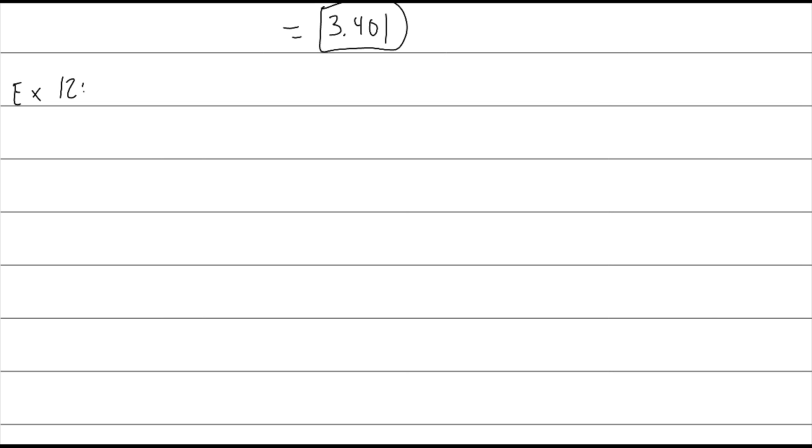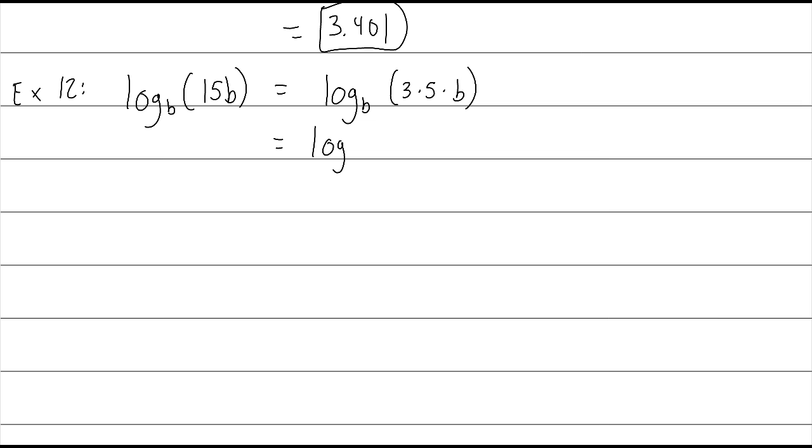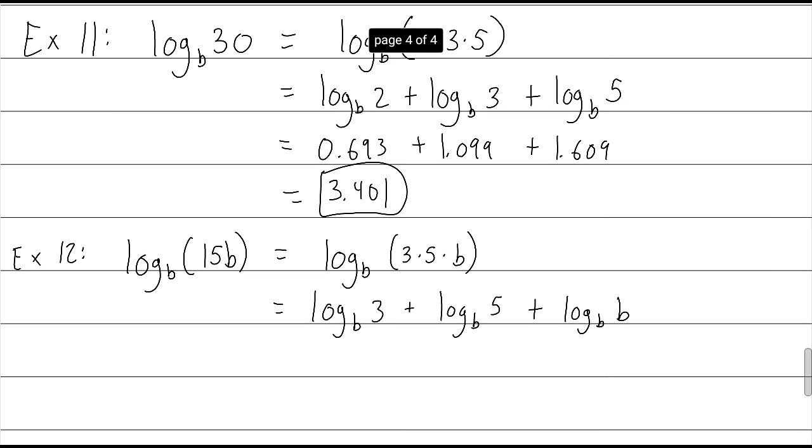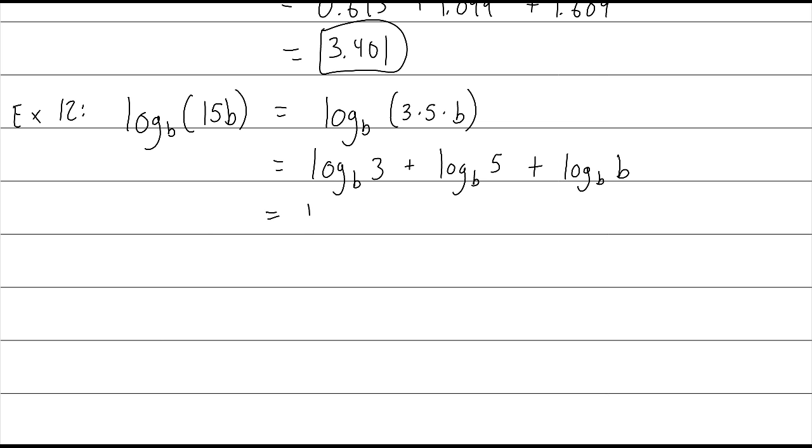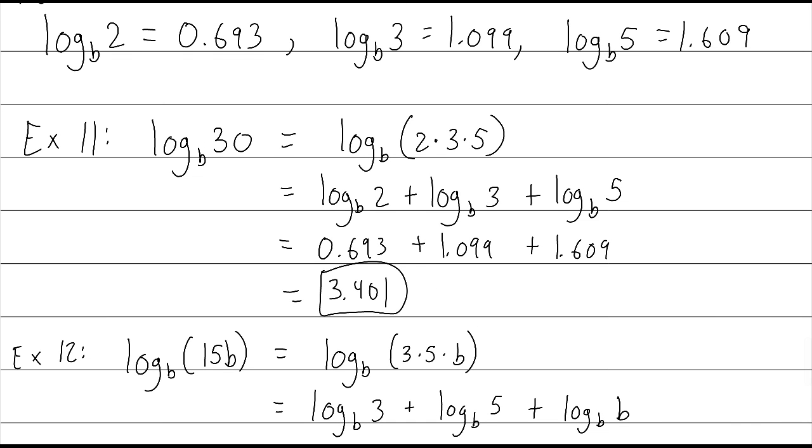Example 12. Let's find the value of log base b of 15b, given the same values that were above. Okay, well, I can write this out as 15 is 3 times 5. So let's make that into a product. Log base b of 3 plus log base b of 5 plus log base b of b. That's one of our special cases. All right, so log base b of 3. We're told that log base b of 3 was 1.099. You can see that up here. All right, 1.099 for log base b of 3. Log base b of 5 was 1.609. So I'll substitute that in here.